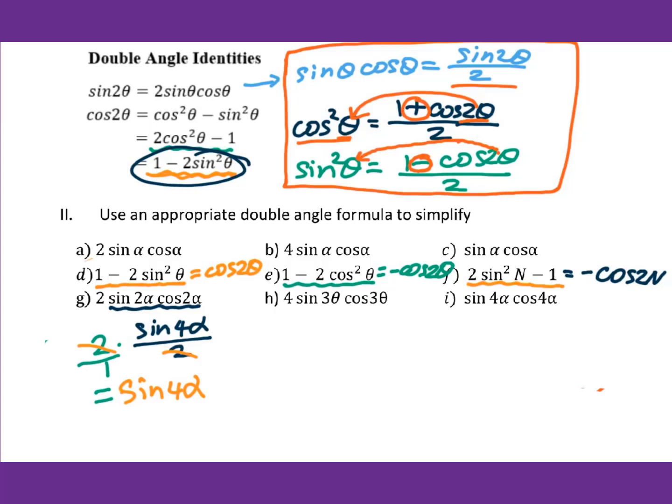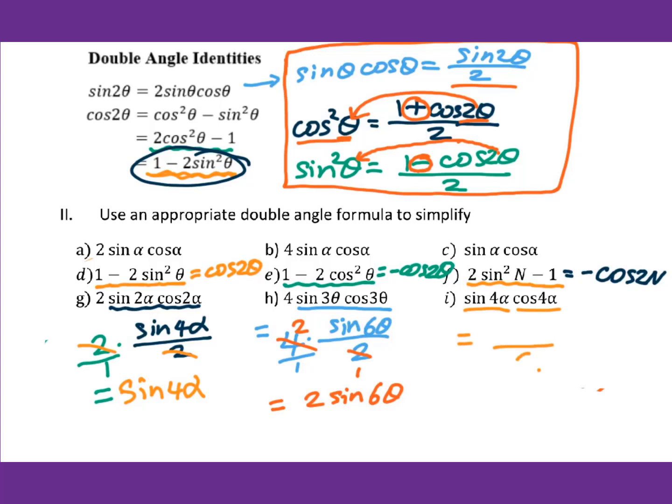For H, sine 2 theta cosine 2 theta, that means sine, double this 3 theta, we got 6 theta over 2. Then you multiply by 4. Then you will get, here's 1, this is 2. Got 2 sine 6 theta. For number I, sine 4 alpha cosine 4 alpha, that will be 2 as a denominator. Then we got sine, we double this 4 alpha, that will be 8 alpha.